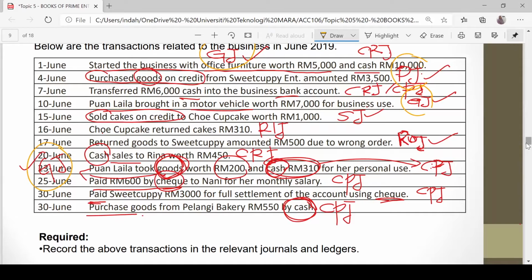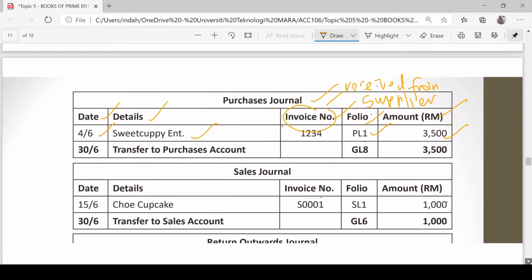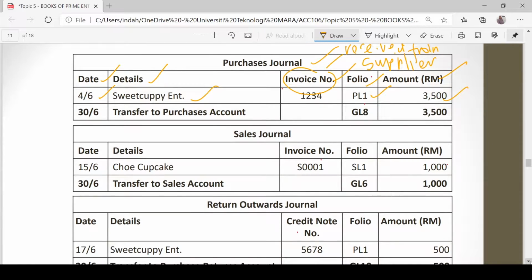Okay, yes, we have sales journal here on 15th of June where we sold goods on credit to Koi Cupcake. All right, only Koi Cupcake, I think. Yes. So sales journal, only one transaction to be recorded in sales journal. Again, the format of sales journal is similar to purchase journal.